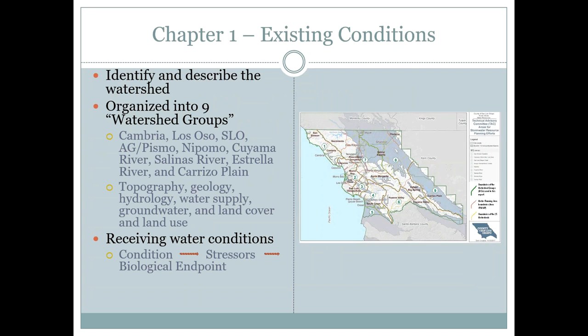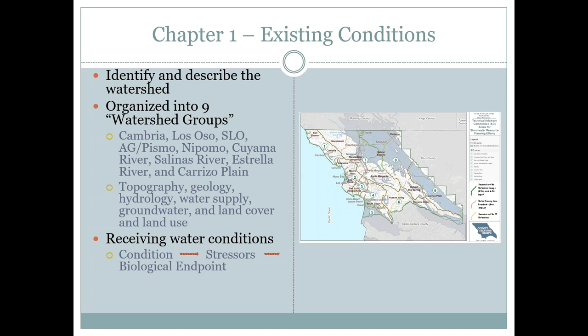For the first chapter, the primary thing we had to figure out is how we are going to define the areas we're working in. Are we going to do the entire county, or individual watersheds? There are 25 watersheds in SLO County. If we tried to do a stormwater plan for all 25 watersheds, it may be a little too much. So we tried to group things together. We came up with 9 watershed groups, representative based on the types of topography, hydrology, community involvement, water supply, land cover, and land use.